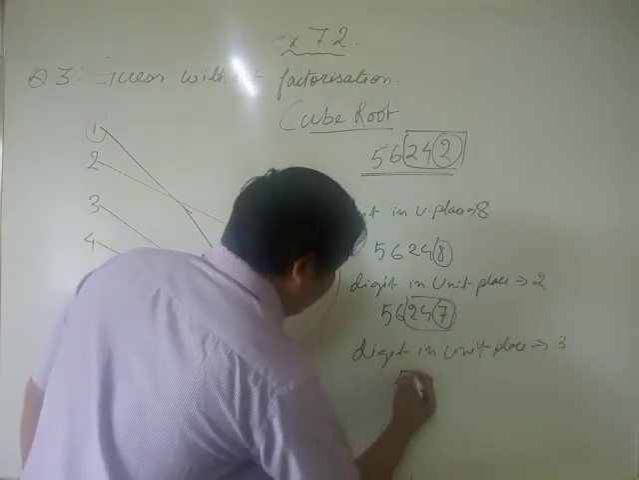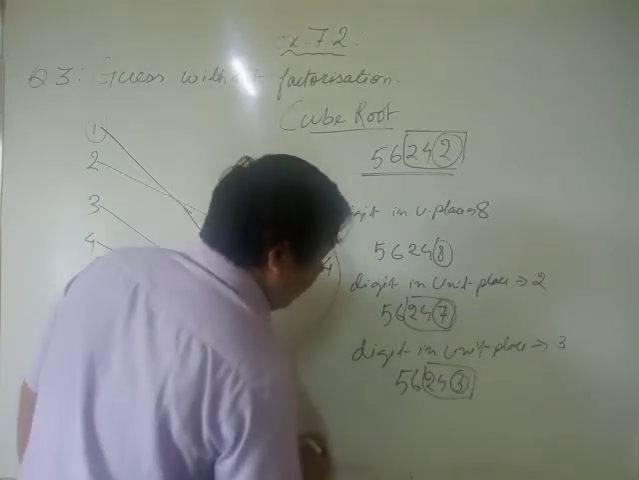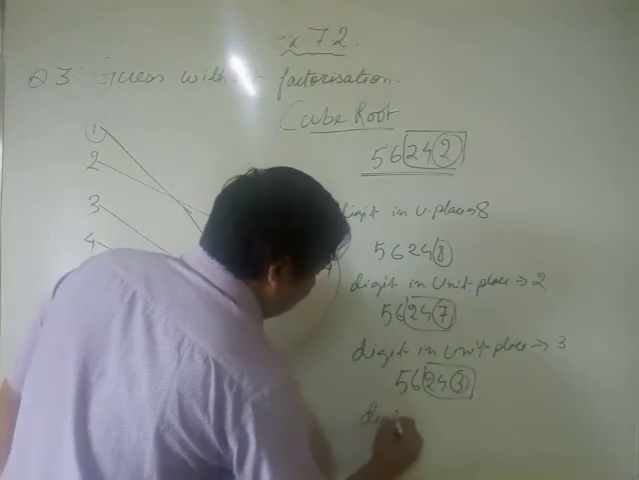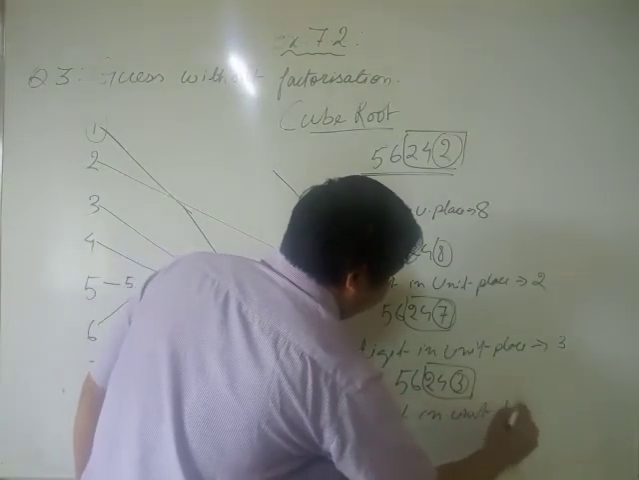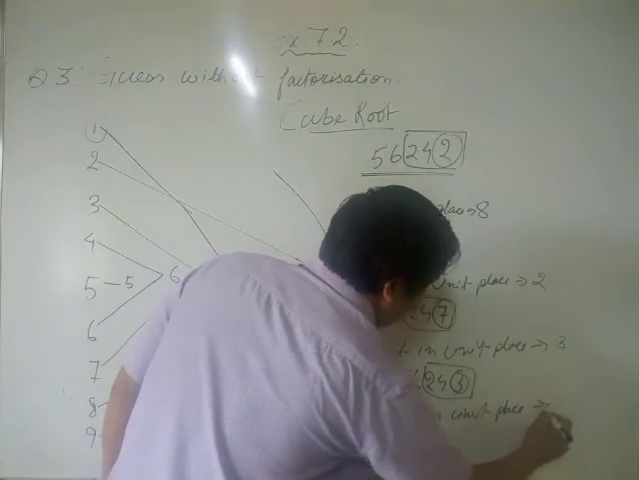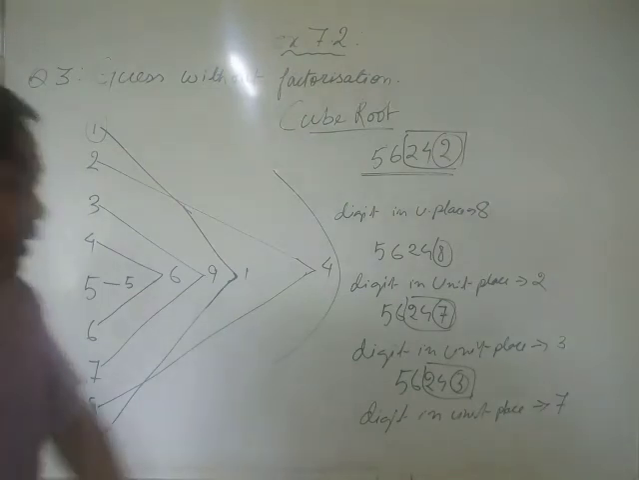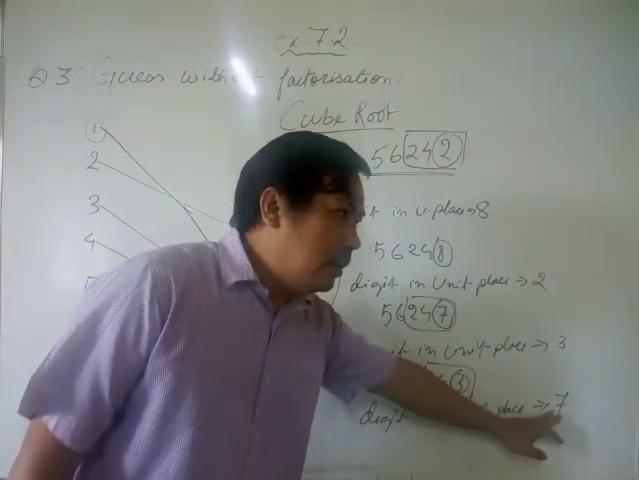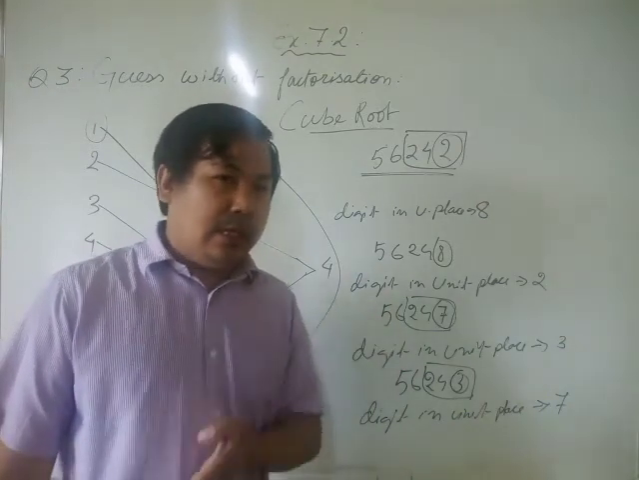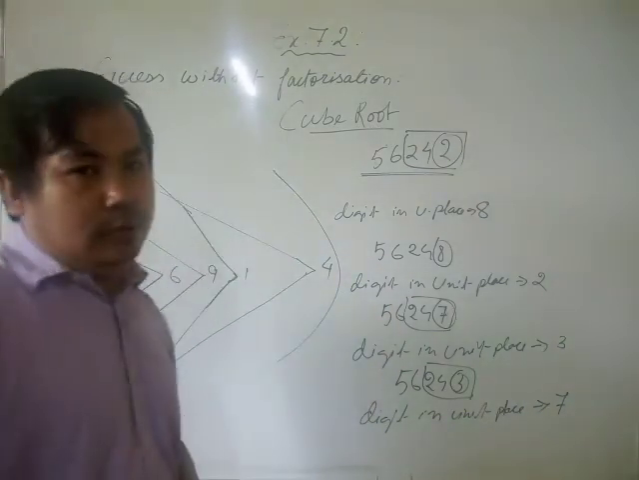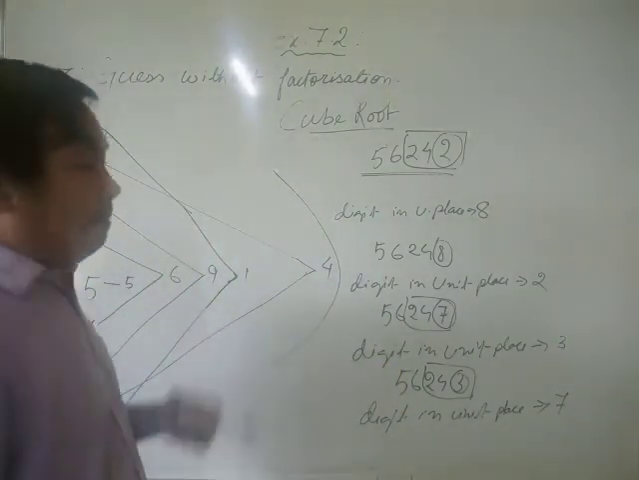Now let us think that 5, 6, 2, 4, 3. If here we get 3, then the digit in unit place will be 7. Okay, unit place will be 7. And the other number in the 10th place we have to find out from 56. I will show it here in the next. One more I will do, okay? Then we will find. So this is what I want you to understand.